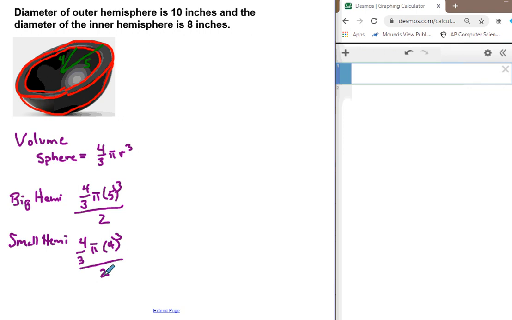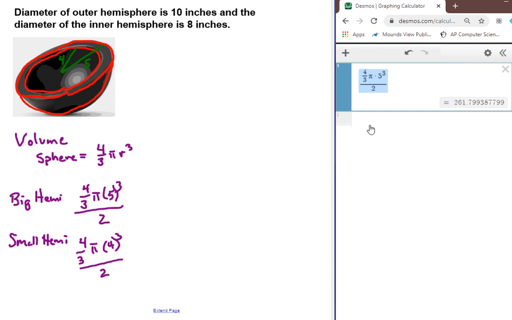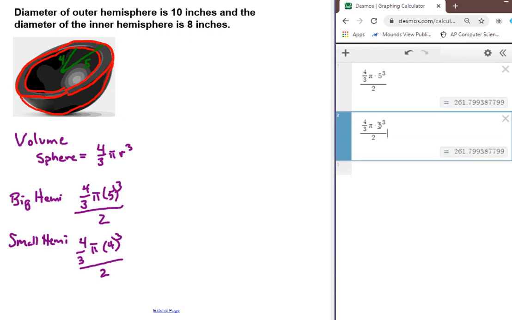All right, let's get some numbers. And I've got Desmos ready to go up here. So I'm going to just do 4 divided by 3. I can type the letters pi, and it turns to pi. And then times 5 to the third. And then if I highlight this whole thing and put a divide bar, let's do that, divide by 2, there we go. And then the other calculation is just like that. So I'm going to copy and paste it right down there. But I'm going to change that 5 to a 4.